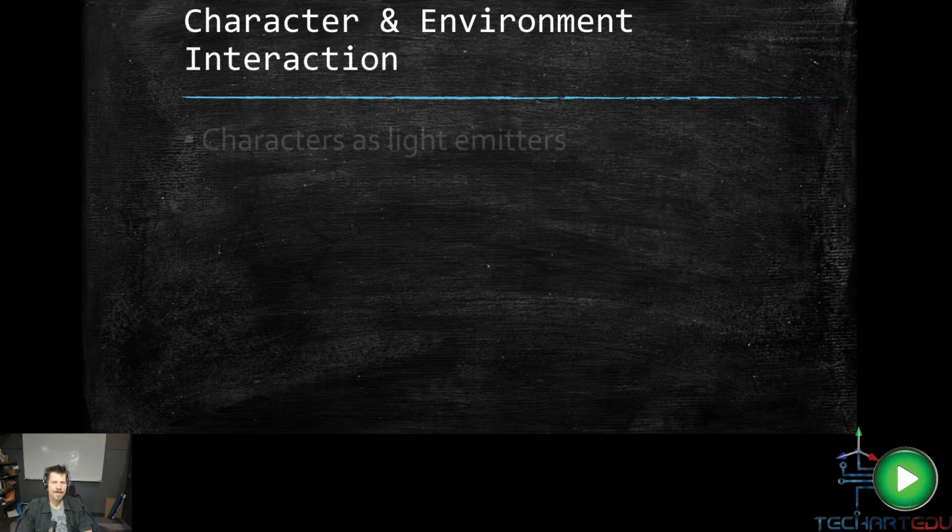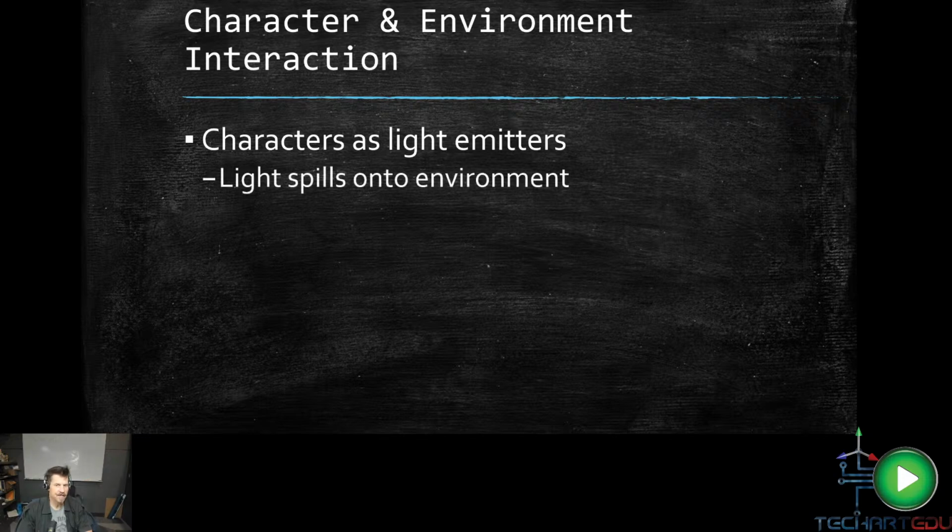Okay, let's talk about the character and environment interactions. Now, characters behave as light emitters. We are talking about light spilling onto the environment from the character. You know, let's say they have glowing red eyes, or a gun, or a flashlight, or some kind of element on them like a television monitor or something that emits some light.